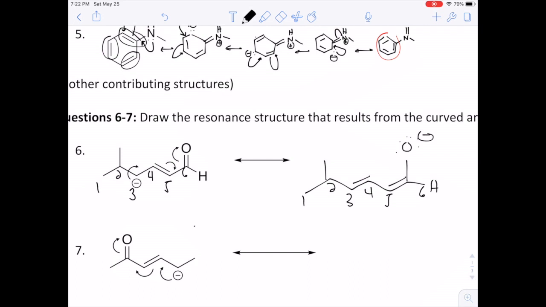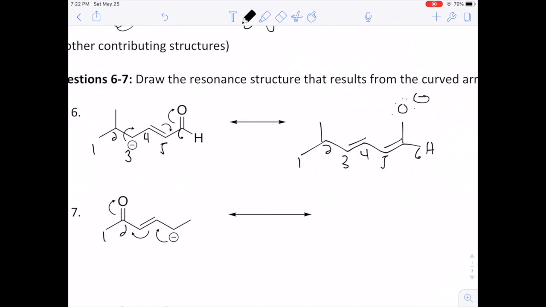And then for number 7, let me label that again. 1, 2, 3, 4, 5, 6. So if I were to draw that out, basically that lone pair on carbon number 5 became a pi bond between 4 and 5. Okay? And then that pi bond between 3 and 4 became a pi bond between 2 and 3. And then that pi bond on the carbonyl became a lone pair on the oxygen. Okay? And that's that simple.